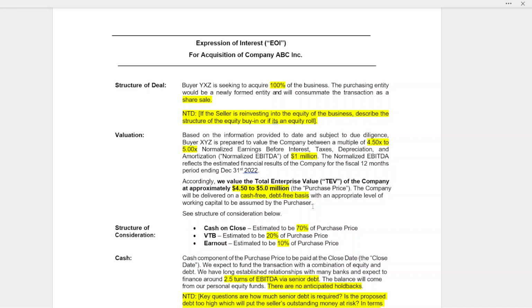So the valuation is very clear. They understand the methodology. This is a very good example of I would have no follow-up questions if I was the business broker or the seller. I know exactly the way they're thinking through valuation. So this is clear to me.